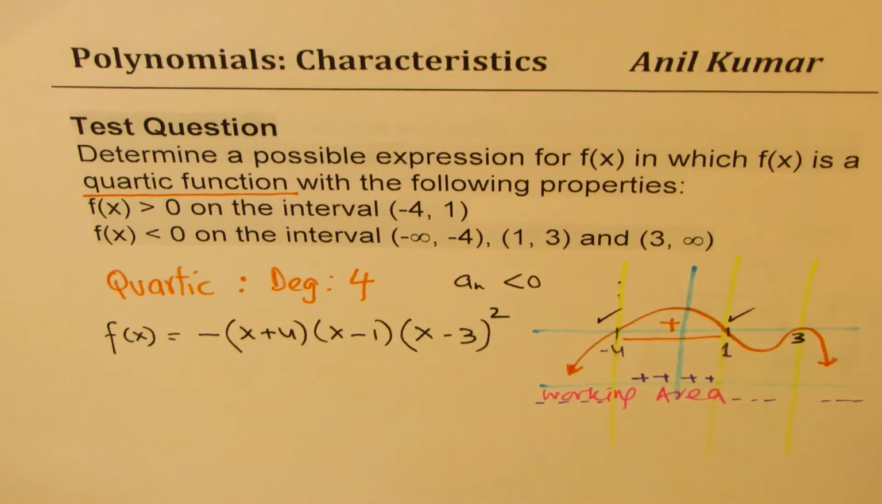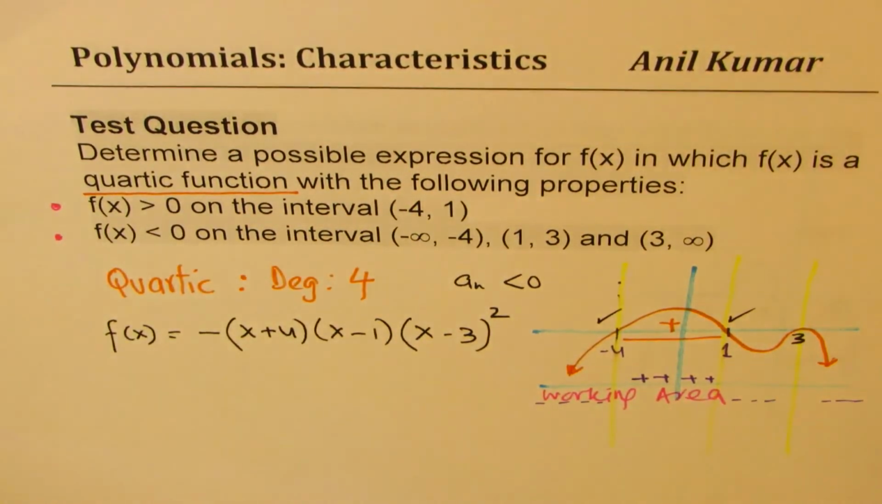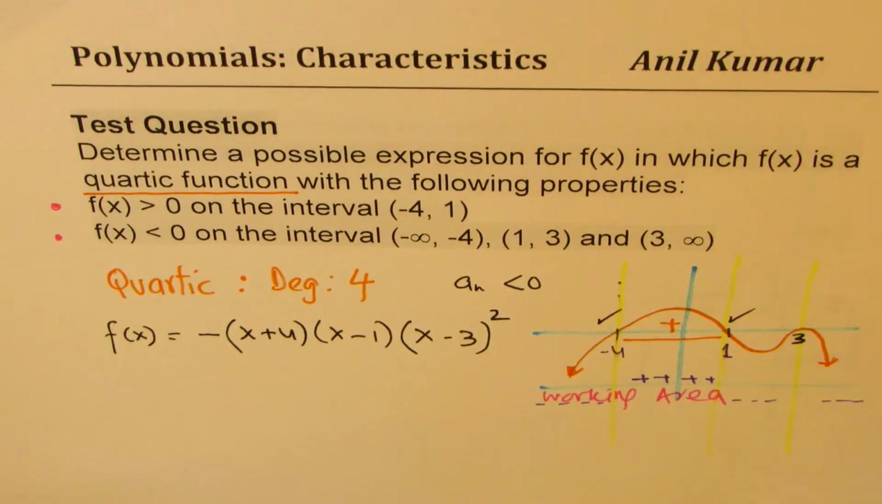So does it make sense to you? It says determine a possible expression. So that is the possible expression which describes the given conditions. We are given two conditions, that is the intervals when the function is positive and the intervals when it is negative. I hope that makes a lot of sense.